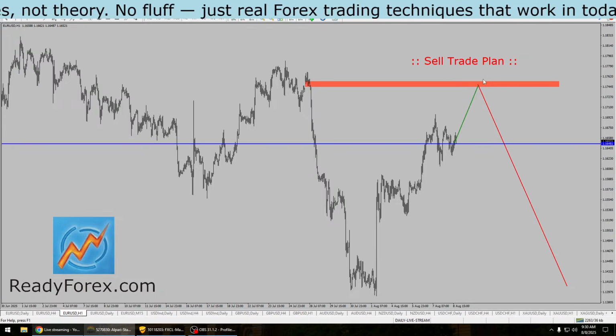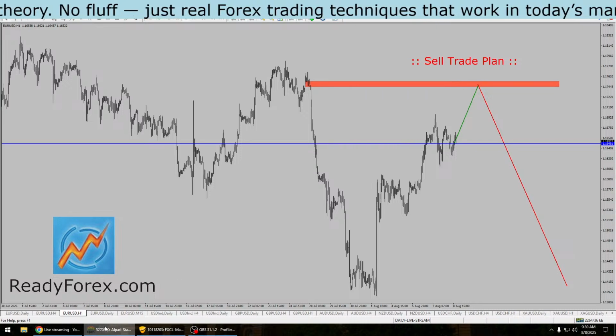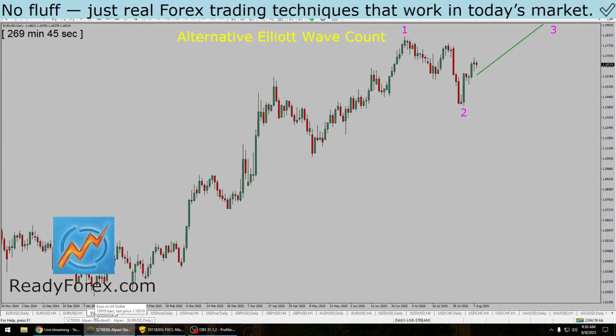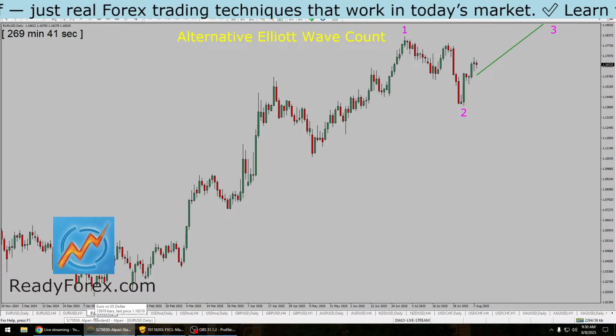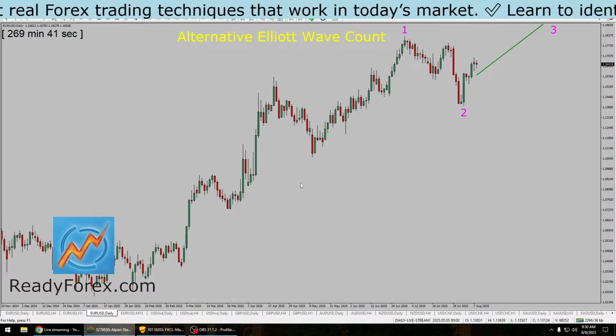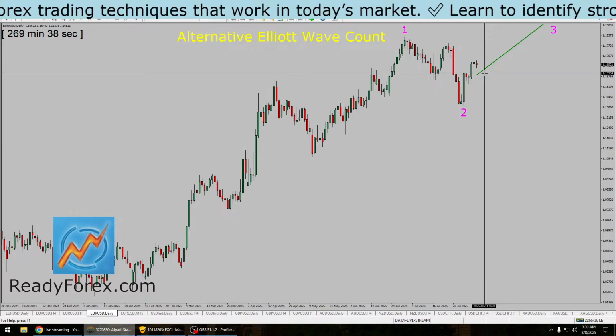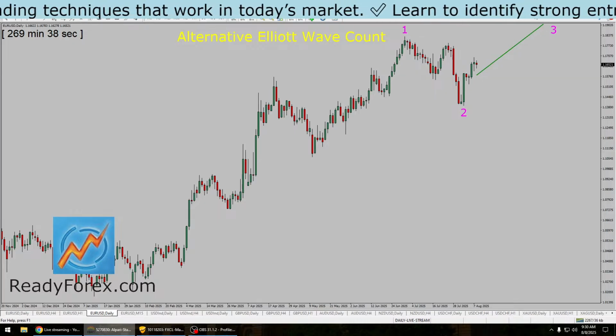The way I see it, we are probably going to rise up more in the euro dollar currency pair. I do have a second Elliott wave count, the alternative Elliott wave count, which suggests that euro dollar is going to print a new high.